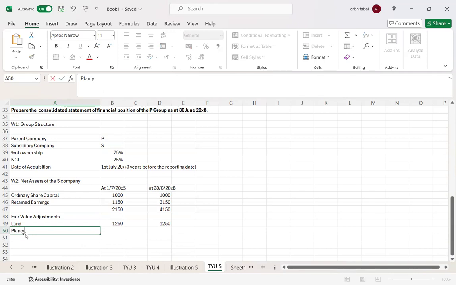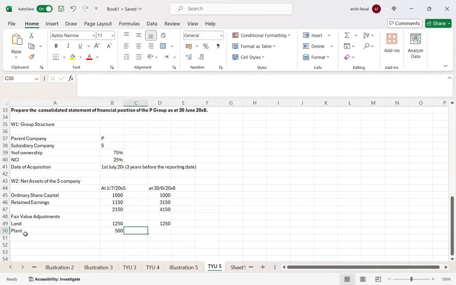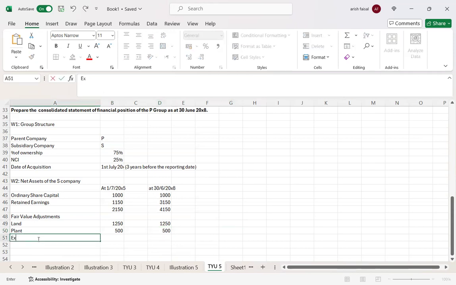So as far as the plant is concerned, you need to increase the net assets at the acquisition date by 500 as well as at the reporting date by 500. Okay. But because you have increased the value of the asset, it will account for an excess depreciation to be recorded, which in turn will be reducing the value of your net assets, right?